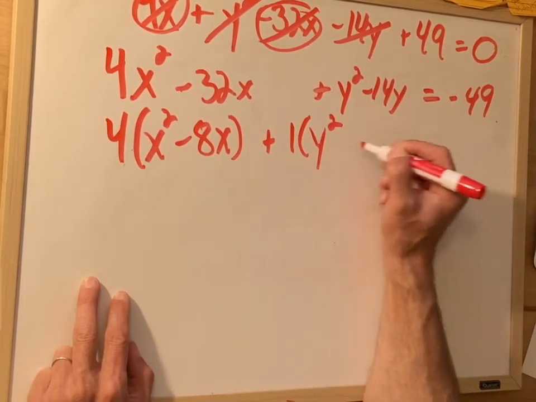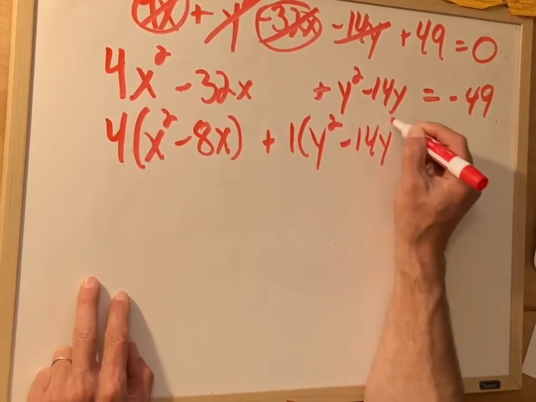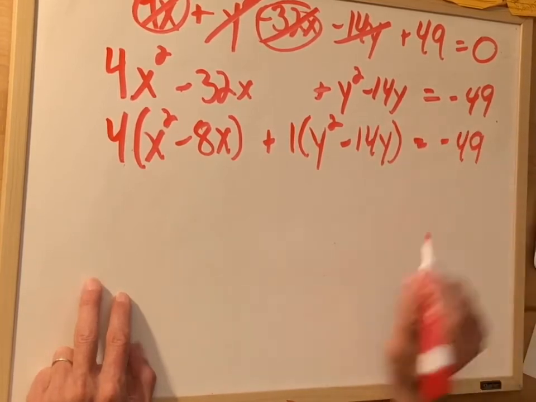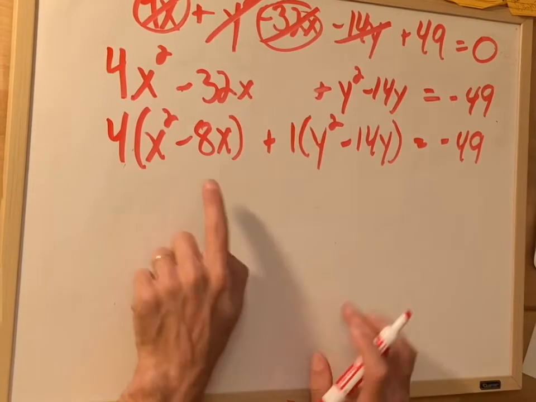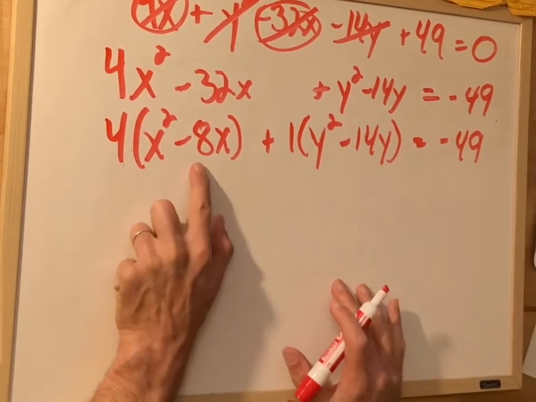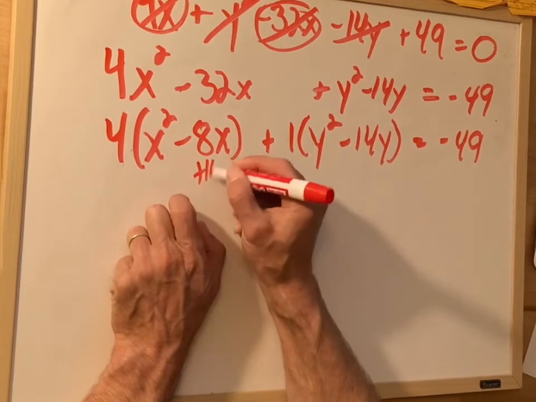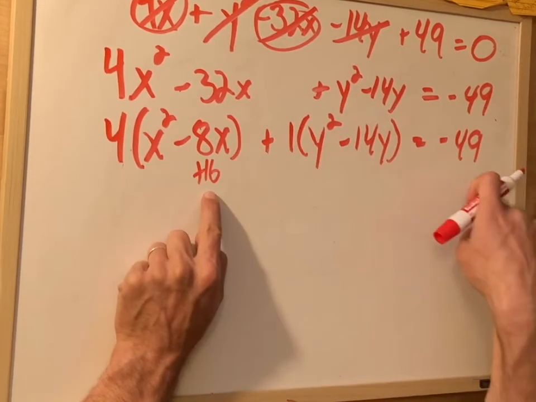Y squared minus 14y equals negative 49. Now this is the weird part. You remember completing the square? Take half of negative 8, which is negative 4, squared, which is 16, and normally you would add it to this side and add it to this side.